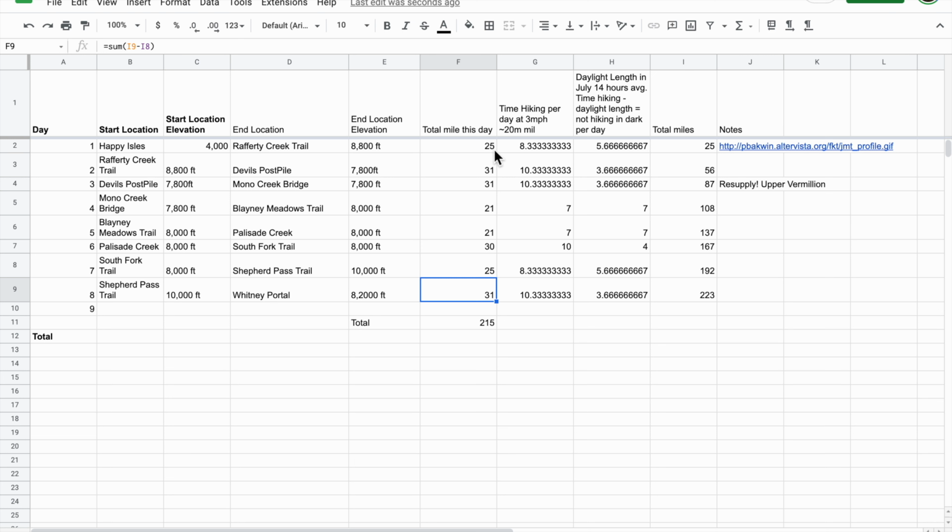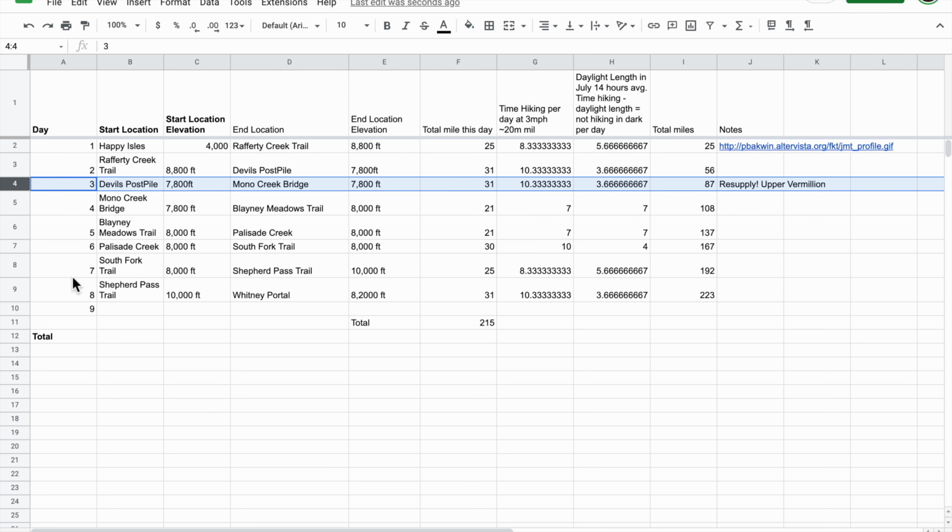Full disclosure, 31 miles is just under 50 kilometers, and that's an ultramarathon, and that's the furthest I've really run in a day. And I haven't done much. I've never done back-to-back 30-mile days, so I don't know if this is possible for me. We'll find out.